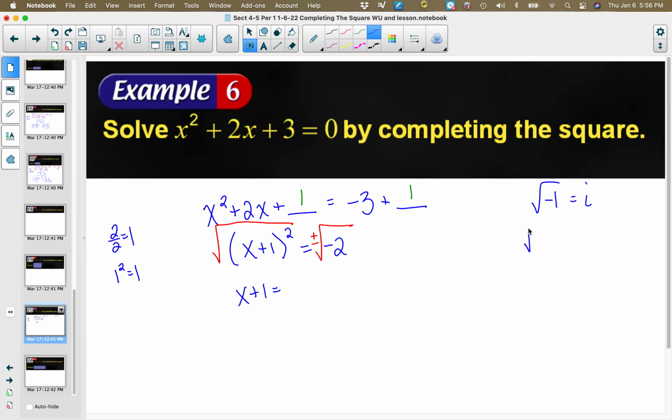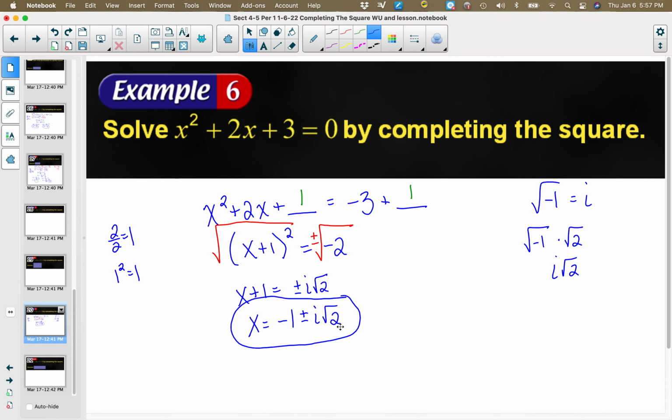So we can think of this as the square root of negative 1 times the square root of 2 when you have a square root of negative 2. So we end up with i root 2. So this becomes plus or minus i root 2. Anytime you have a negative underneath a radical sign, remember you're going to bring an i out. Then I'm going to subtract 1 from both sides. Again, you can put the minus 1 at the back, but it's more common to put it here. So we get x equals negative 1 plus or minus i root 2. And these are your answers. Remember, there are two answers here, negative 1 plus i root 2 and negative 1 minus i root 2.